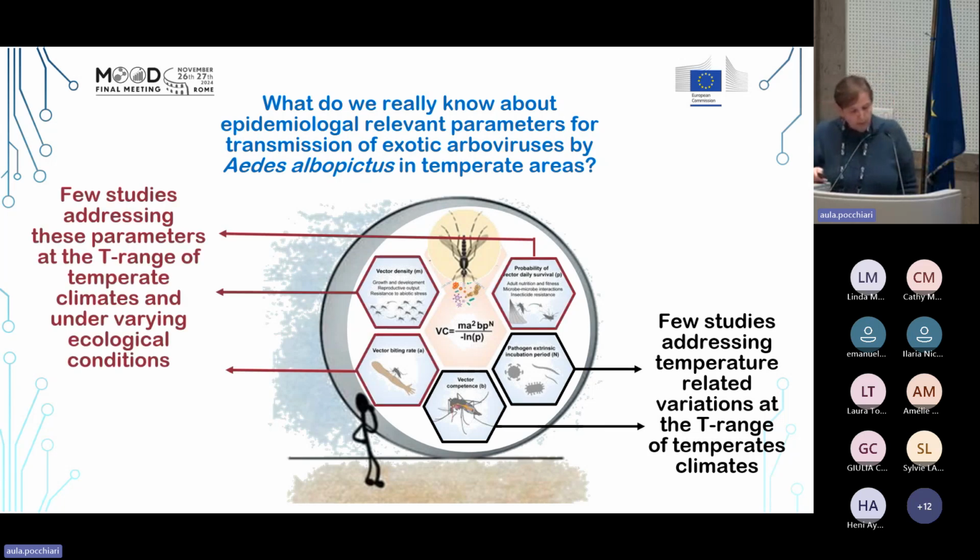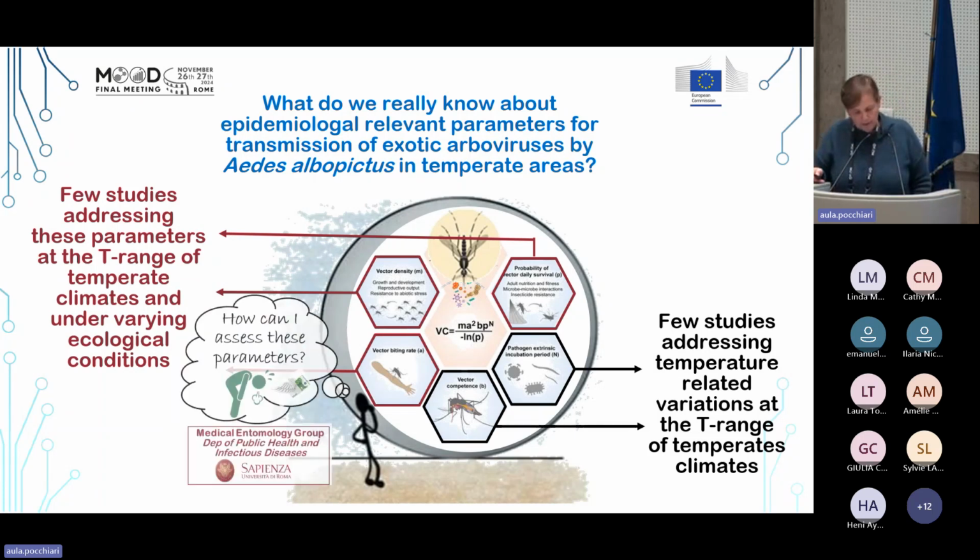But even more complicated are studies addressing vector density, vector mating rate, vector survival, because these are studies that have to be carried out in the field. Protocols are not always available, and these parameters are very sensitive to both climate and ecological conditions. And these are the parameters on which I'm going to focus my presentation a little bit more.